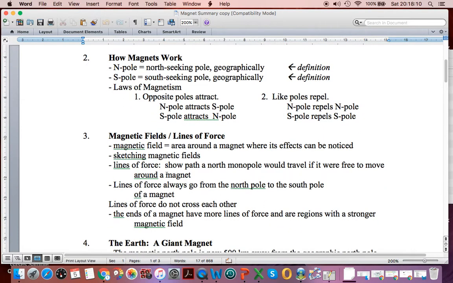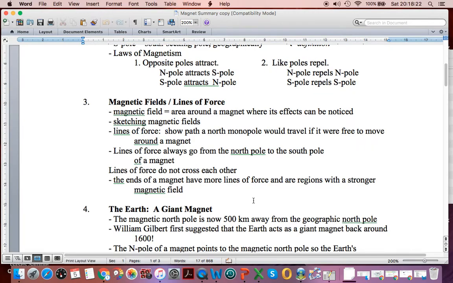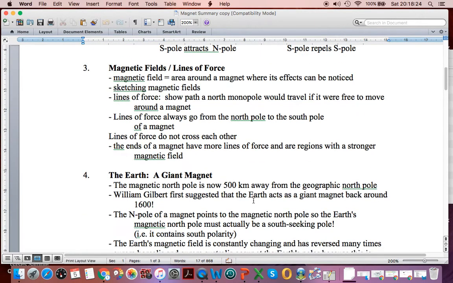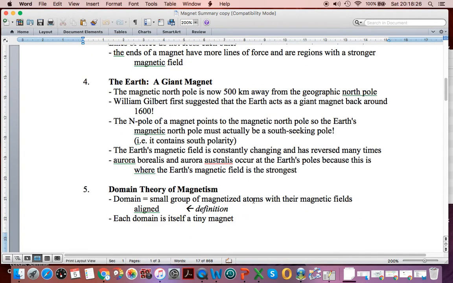Vocabulary that you have to know: magnetic field, lines of force, monopole. You've got to know what those things mean. You have to be able to draw lines of force properly, and you've had practice in the lab and also on worksheets. You have to know, oh, that looks like a typo. Make sure that you put the 1 in there, 1,500 kilometers away.